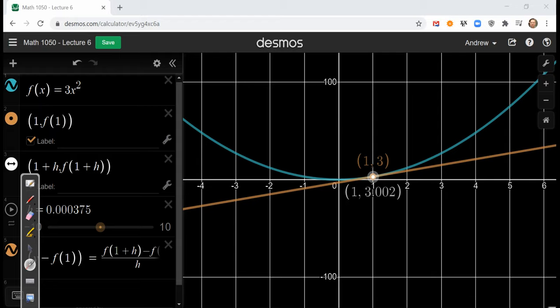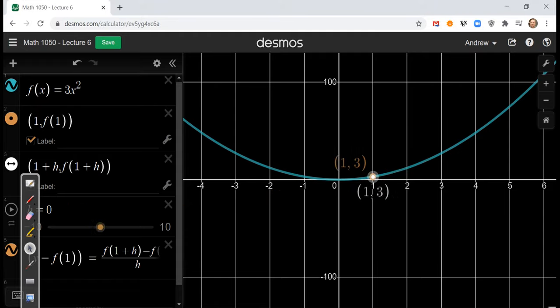What was the other point? 1.0004, something like that. They're different points, but it looks like a tangent line. But notice there is a slight problem. If we actually want the tangent line, we could slide h so that h is 0. And let's do that on the computer right there.